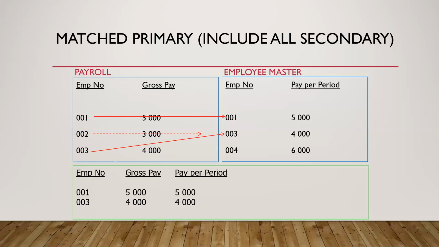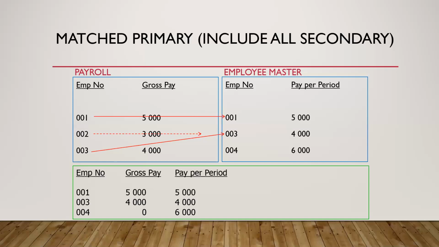Employee 4 doesn't have an arrow going towards it. I need to include that in my result purely because it's in a secondary table. I'm being forced to. So I'm going to record employee number 4. I'm going to put employee 4 in my result. The gross pay, of course, is 0. And the pay per period is 6,000.